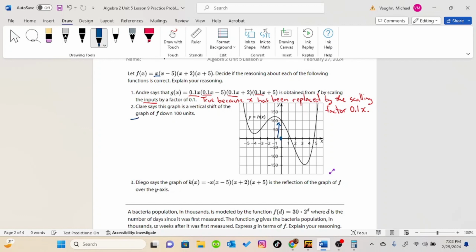That means this graph was actually shifted up 100, not down 100. So we would say the original y-intercept was at the origin, so this graph shifted up 100 units, not down.